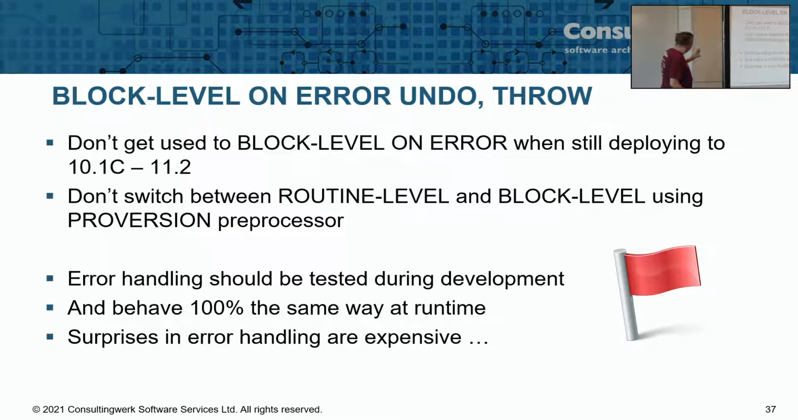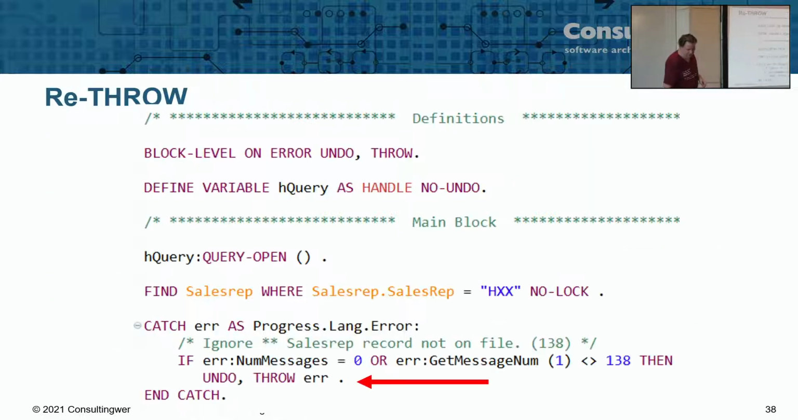One thing which I do not recommend, but I think it's not that relevant anymore because 11.3 is such an outdated version, is that I've seen people using a preprocessor switch to switch between routine level and block level and compile it once on 11.3 and older versions. I think a developer should understand how code behaves in case of errors, and this adds ambiguity, so that's not a really good idea.